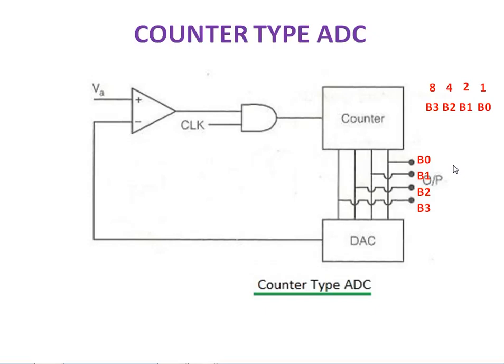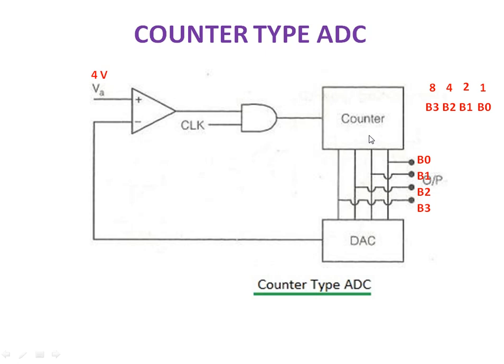Friends, let us see the operation of counter type ADC. Here VA represents the analog input signal. The 4 volt is the analog input signal. Practically speaking, if the boiler temperature is 40 degrees Celsius, then your RTD will generate 4 volt. That 4 volt is given to this comparator.